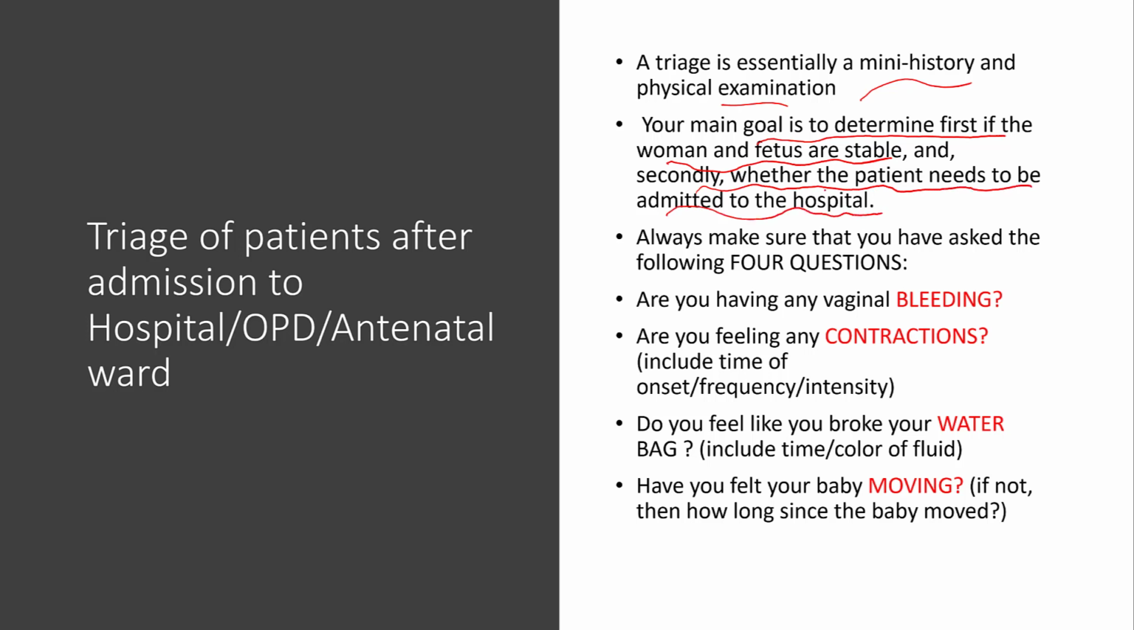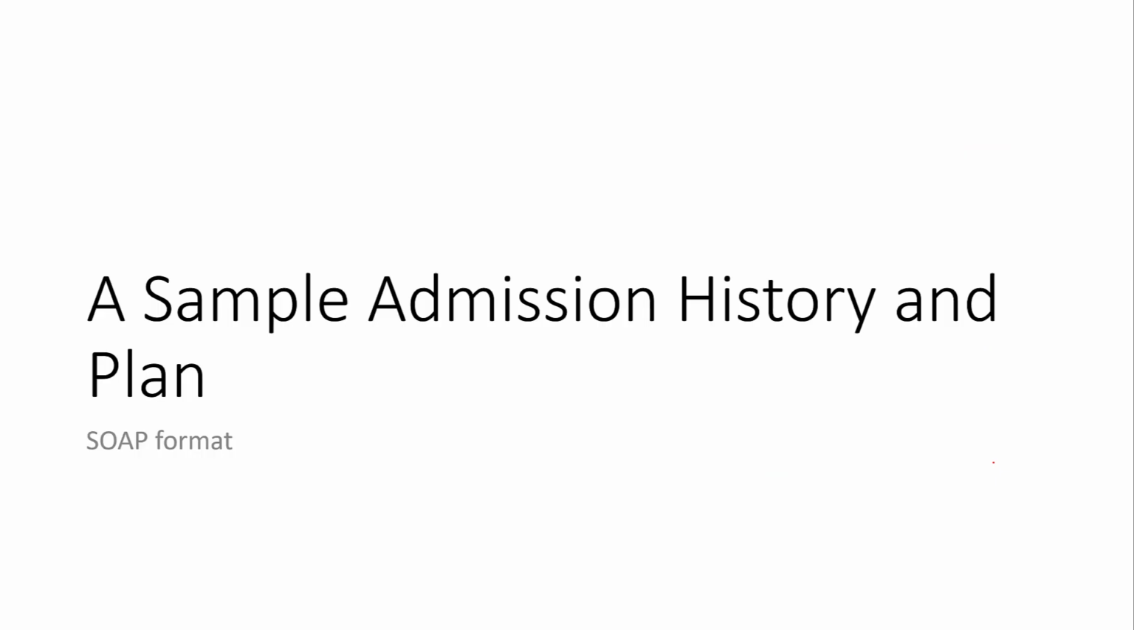So always you have 4 questions to ask: whether there's any vaginal bleeding; whether she is having contractions, and if so, including the time of onset, frequency and intensity; whether she has been having liquor leakage, the time of that, as well as the color of the fluid and the quantity of loss; and whether the baby is moving, and if not, how long since it has last moved. All these things are important.